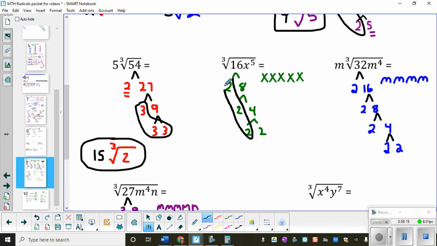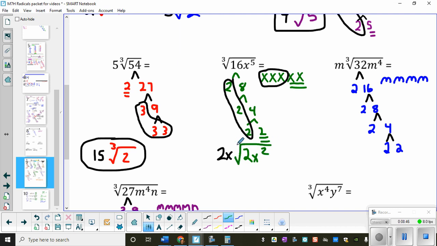So I'm looking for triplets. I've got a triplet right here, so I'm going to take the 2 out. This 2 is going to stay in. This 2 is going to stay in. And then now let's look at the variables here. For the first time we see we've got an x, x, x, x, x, and we're looking for triplets still. So I'm going to see a group of 3 here. So this x comes out while these are going to stay in. I've got 2 that are going to stay in, so x squared stays in.